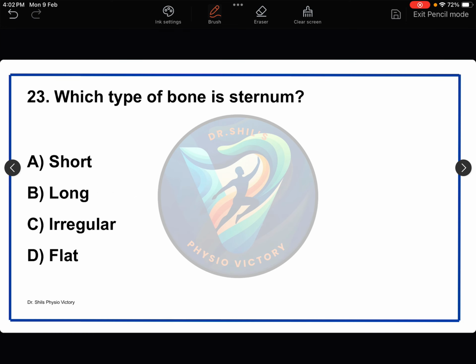Next, come to question number 23. Which type of the bone is sternum? Option A, short bone. Option B, long bone. Option C, irregular bone. And option D, flat bone. Here, the correct answer is option D, flat bone. Sternum, rib, scapula, skull. These are the types of flat bone.